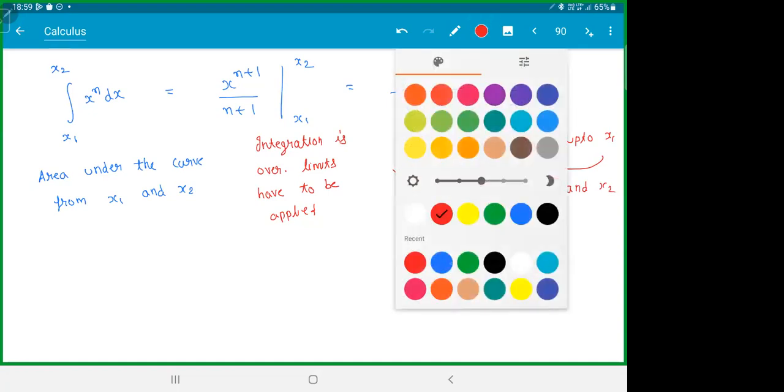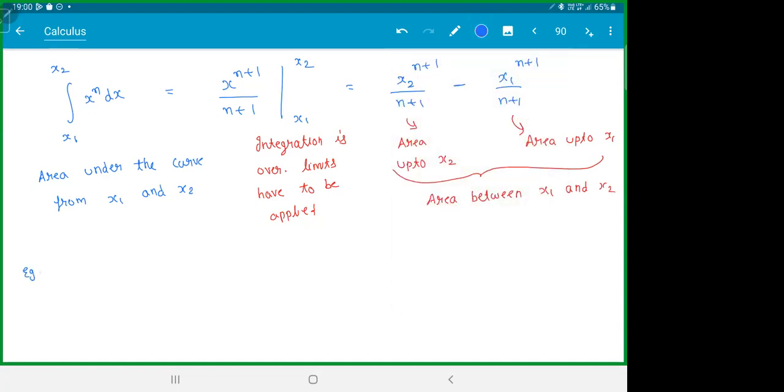Let me take a simple example. Let's say someone gives you integral x square dx. So basically here the function y is equal to f of x is equal to x square. Let's say limits are from 1 to 2. So integral x square dx from 1 to 2.